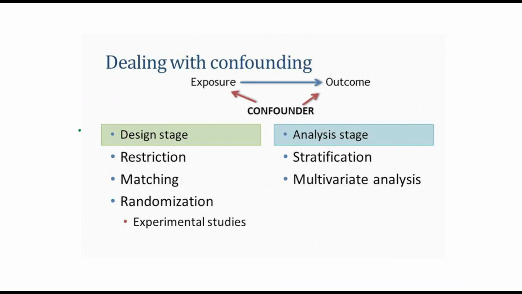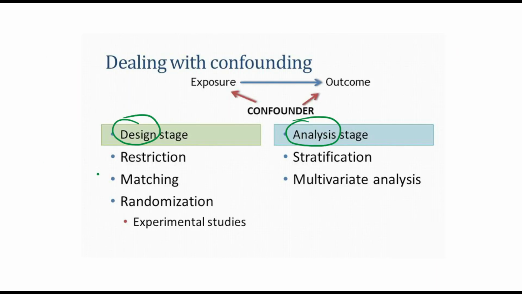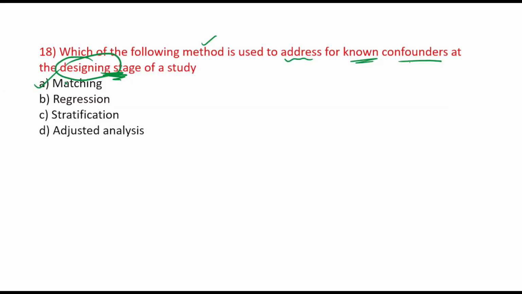Matching. See the information given in this chart. This chart is supposed to be kept in your minds. Here we are dealing with confounding. There are two stages: one is the design stage and another one is the analysis stage. In the designing stage we have restriction, matching, and randomization, and in the options they gave matching, so therefore we have taken matching.